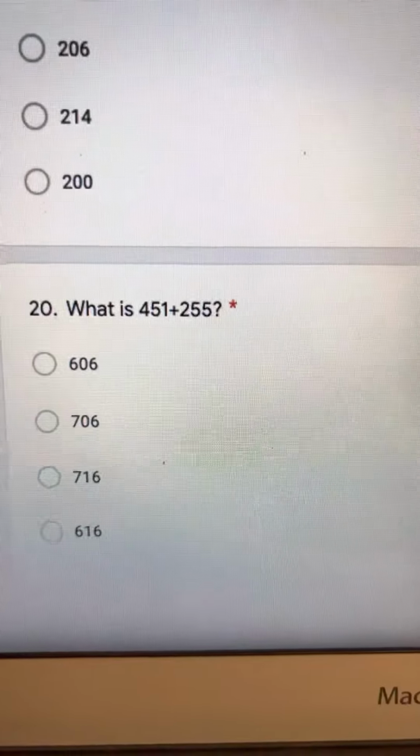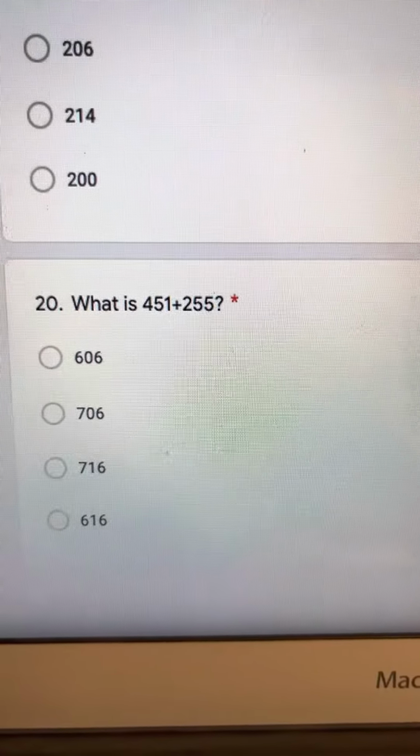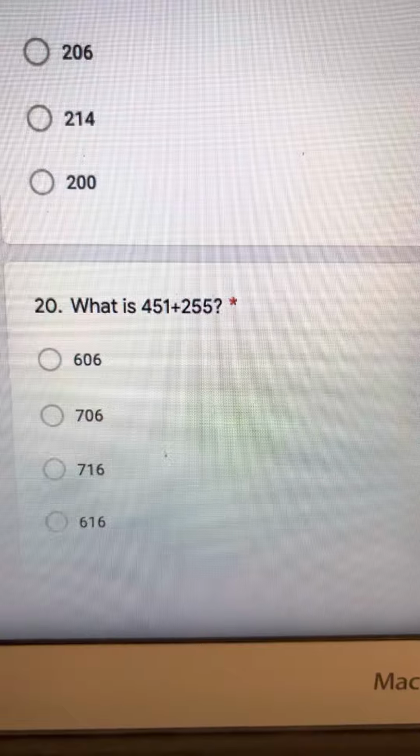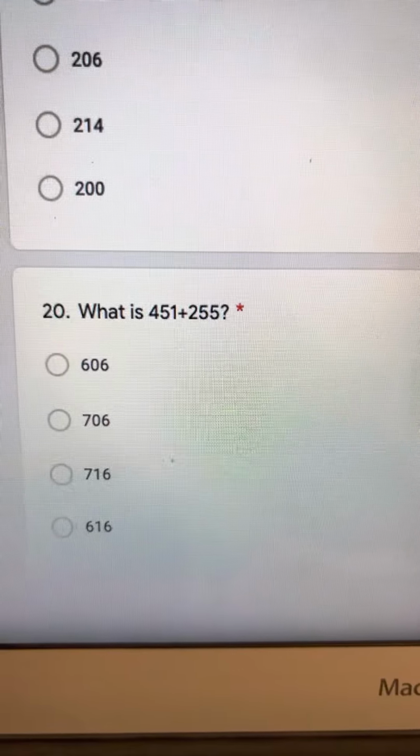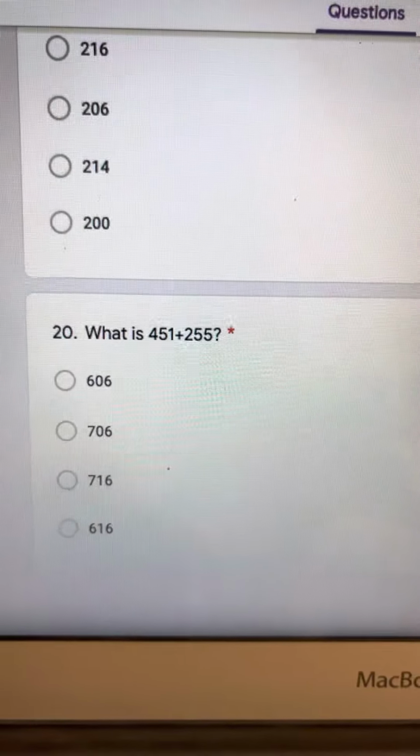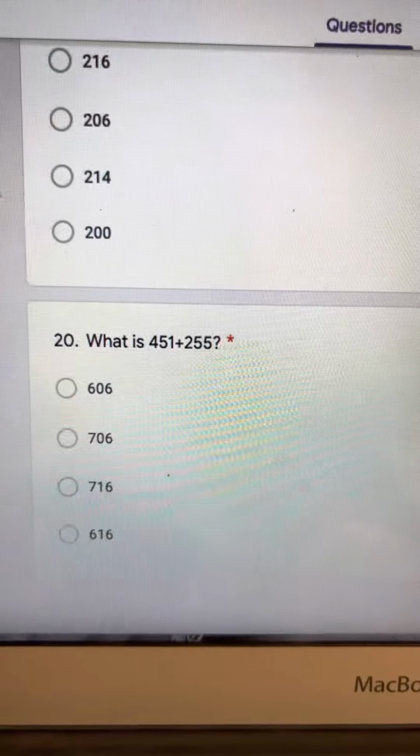And then your last one, what is 451 plus 255? What is 451 plus 255? Please make sure you go back and check your answers. Take your time.